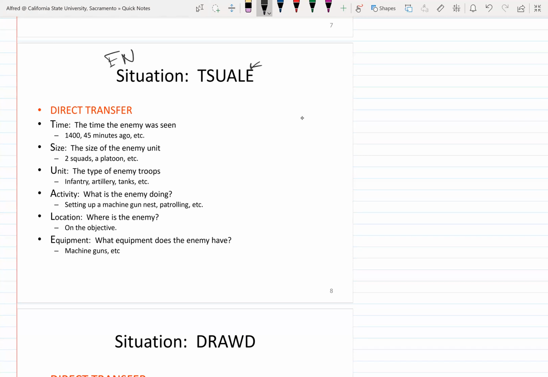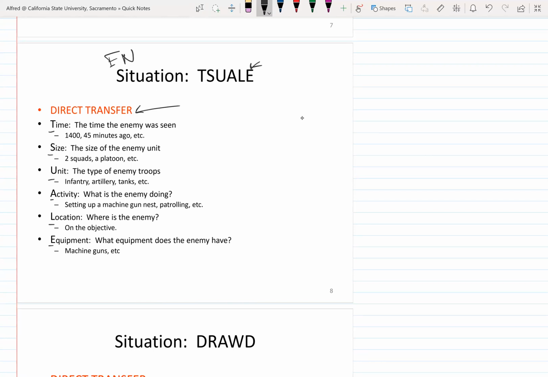This is usually direct transfer as well, because if your squad leader or your platoon leader is telling you, I need you to go attack these bad guys or go spot some bad guys, whatever information he has, he's going to tell you. I don't see why they wouldn't. So it goes time, size, unit, activity, location, equipment. And these are all enemy details, and they're all relevant details.